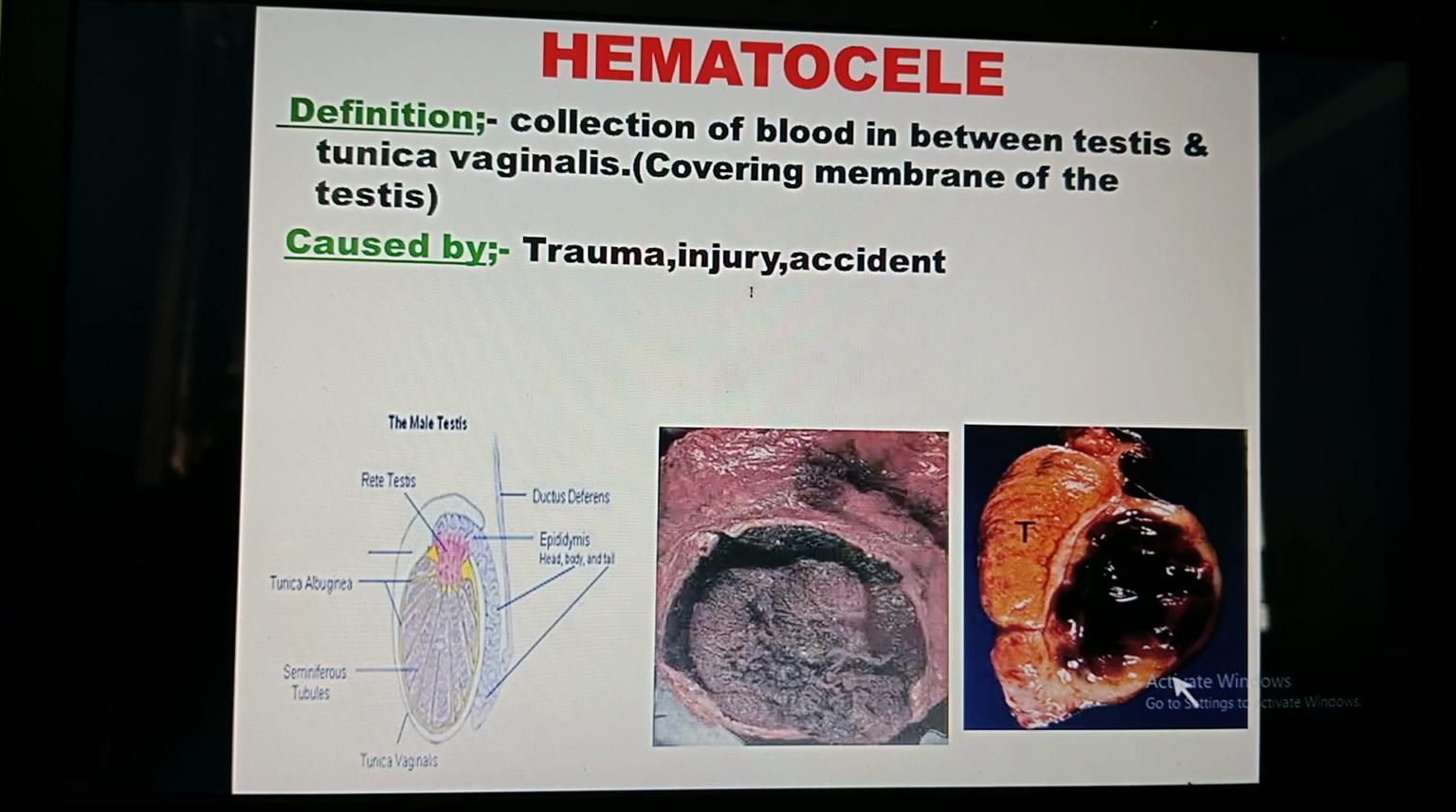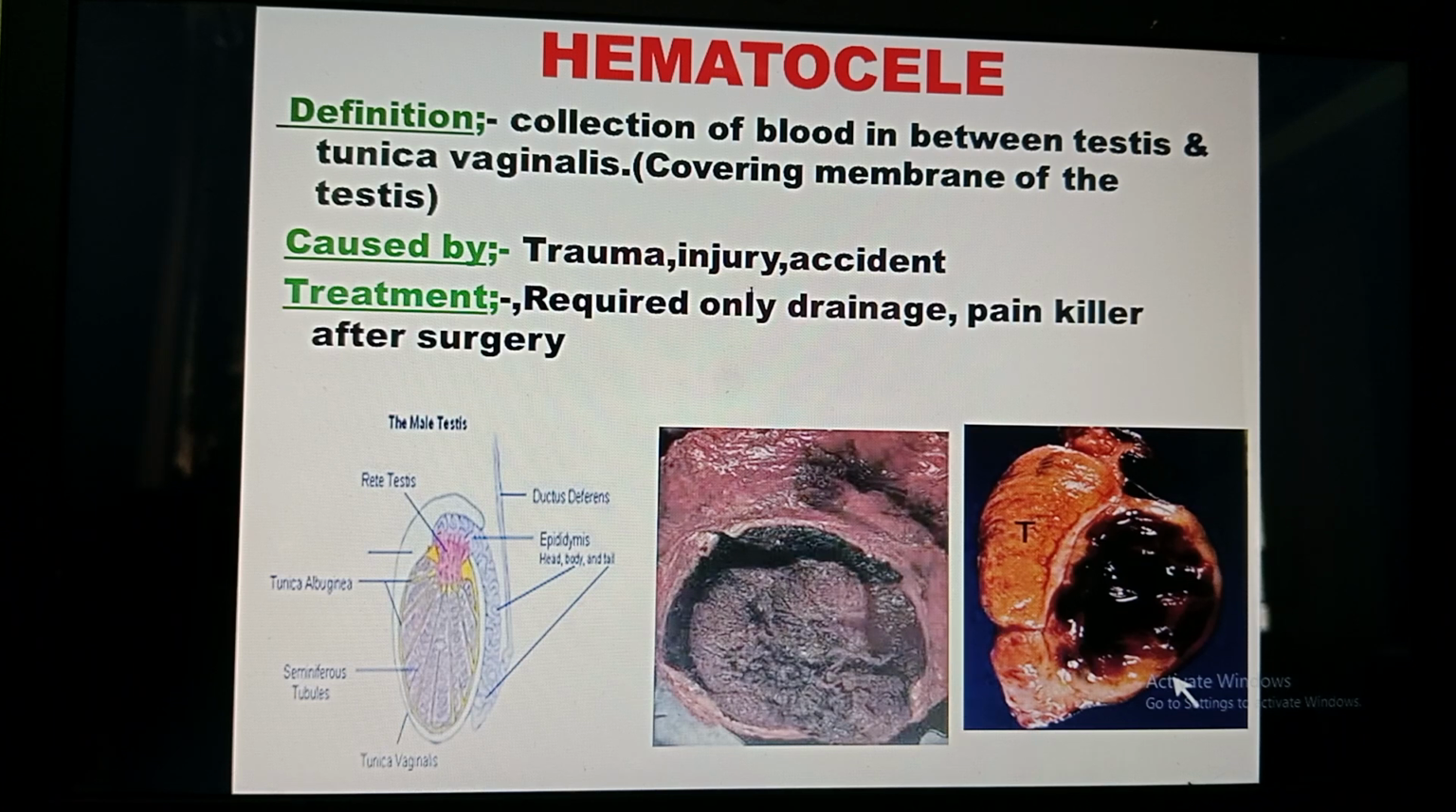How does that come about? A hematoma, clotted blood, due to trauma, injury or accident. If it is very mild, it dissolves by itself and no treatment is required; watchful waiting is required. But if it is very big or causes signs and symptoms, whereas usually it is painless, then treatment is required. That is drainage of the hematoma, meaning removing the blood clot, after giving a painkiller.